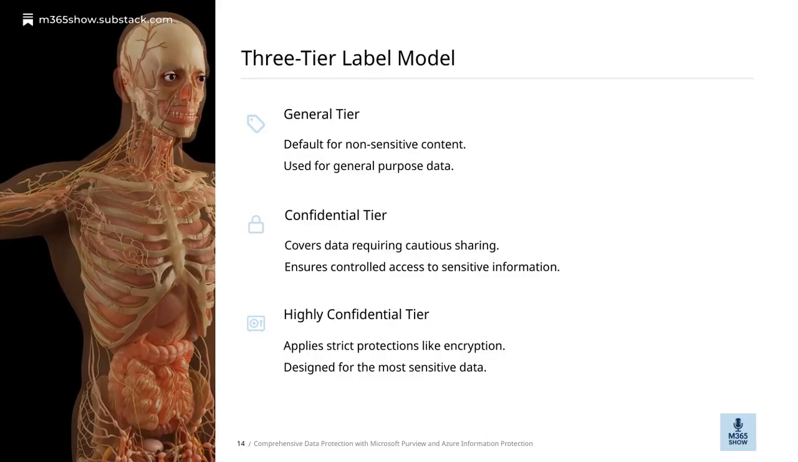Moving down the tiers, we have the confidential tier, which still requires protection but allows for more flexibility. Then there's the general tier, which is our default for non-sensitive content. Basically, the everyday data that doesn't need special handling. All of this fits into what we call the 3-tier label model, a structured approach that helps us classify and protect data appropriately based on its sensitivity. This model is key to ensuring we're applying the right protections at the right level, aligning with our overall goal of maintaining data security and compliance across the organization.